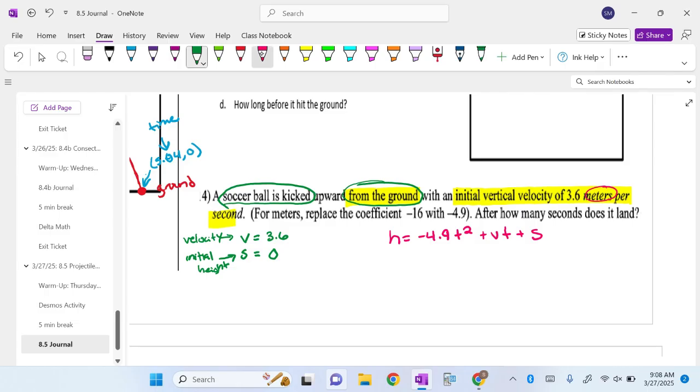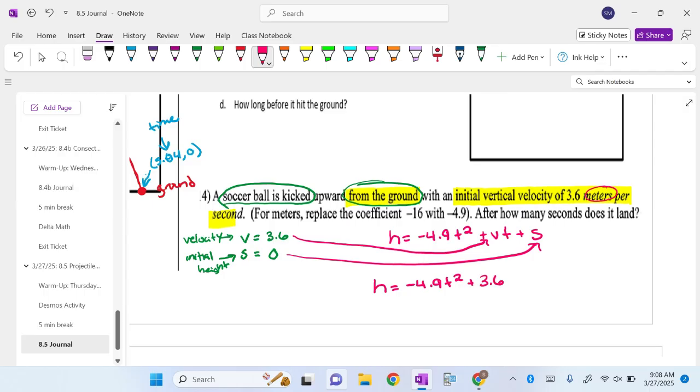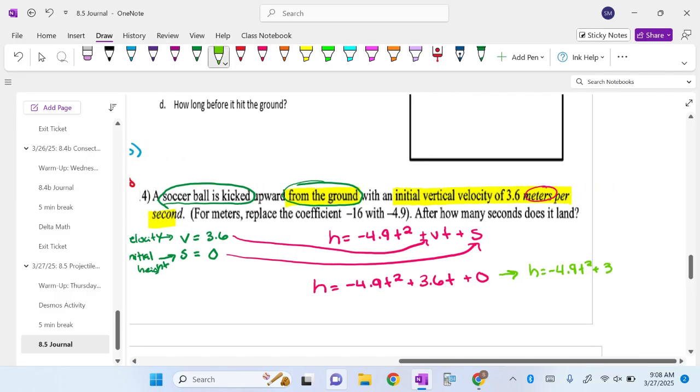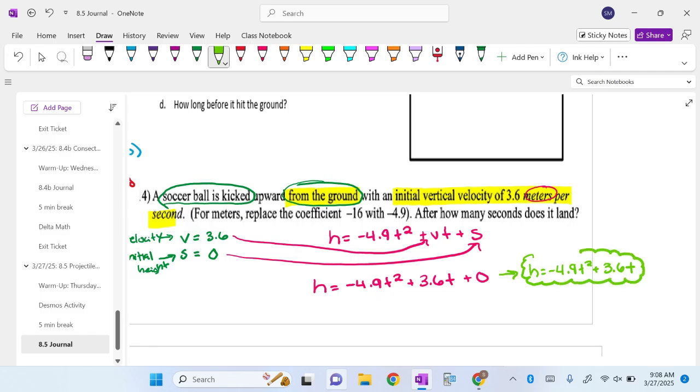So now I'm just going to take these two and plug them in for V and S. So my new equation is H is equal to negative 4.9 t squared plus 3.6 t plus 0. And since we have 0, this could be the exact same thing as H is equal to negative 4.9 t squared plus 3.6 t. So this right here is our equation that represents the situation. So like I said, pretty easy to write. It's just really a formula. You just got to put in two things.